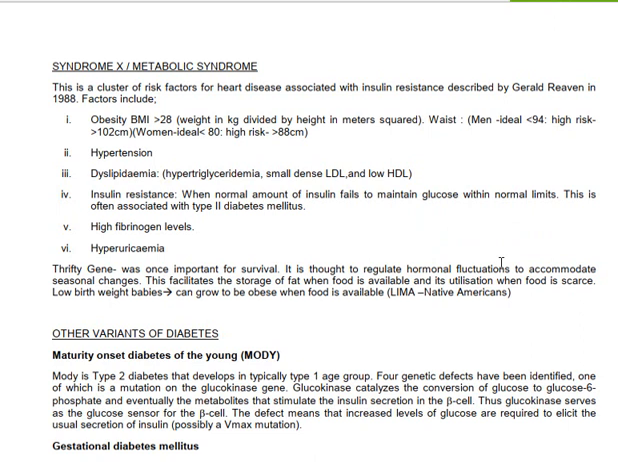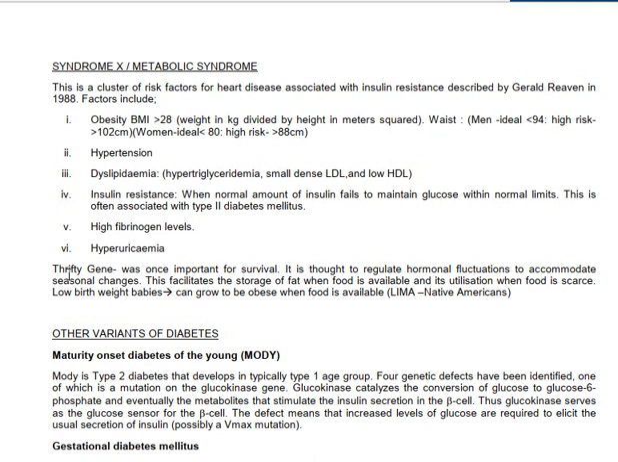A low birth weight baby can grow to be obese when food is available. Is it clear? So you need to know that this thrifty gene is a gene which is associated with other disorders, like diabetes mellitus, because this gene is an important gene for survival. Is it clear? And it is thought to regulate the hormonal fluctuation to accommodate seasonal changes.